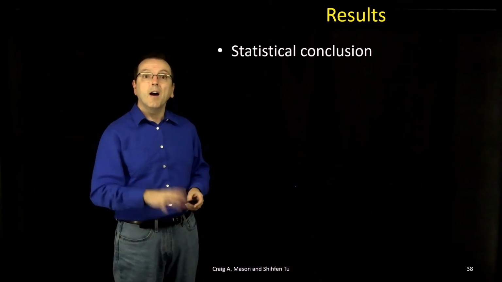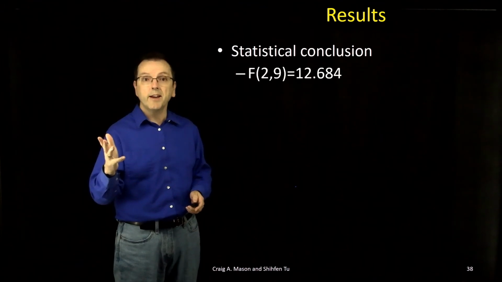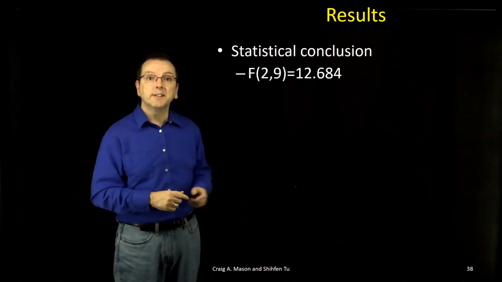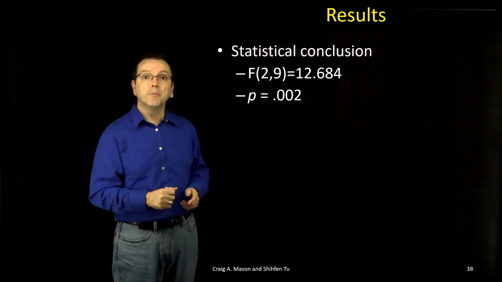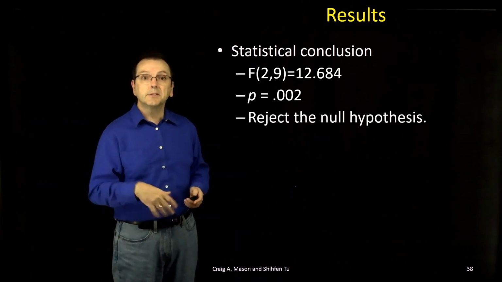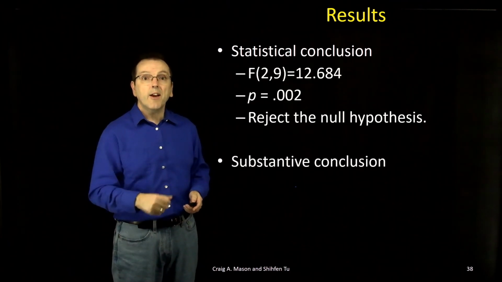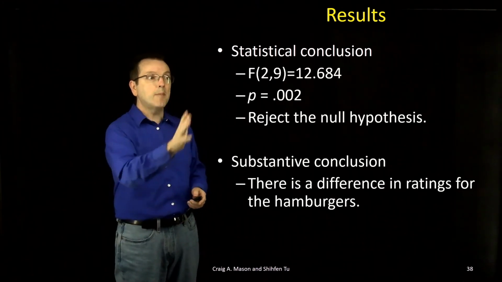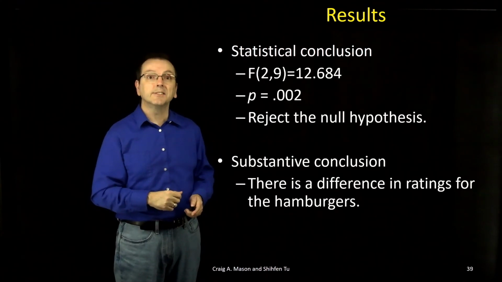Right? Our statistical conclusion was that with 2 and 9 degrees of freedom, we obtained an F of 12.684 with a p-value of 0.002. We reject the null hypothesis. That leads us to our substantive conclusion that there is a difference in the hamburger ratings across that population of diners in these 3 different restaurant chains.